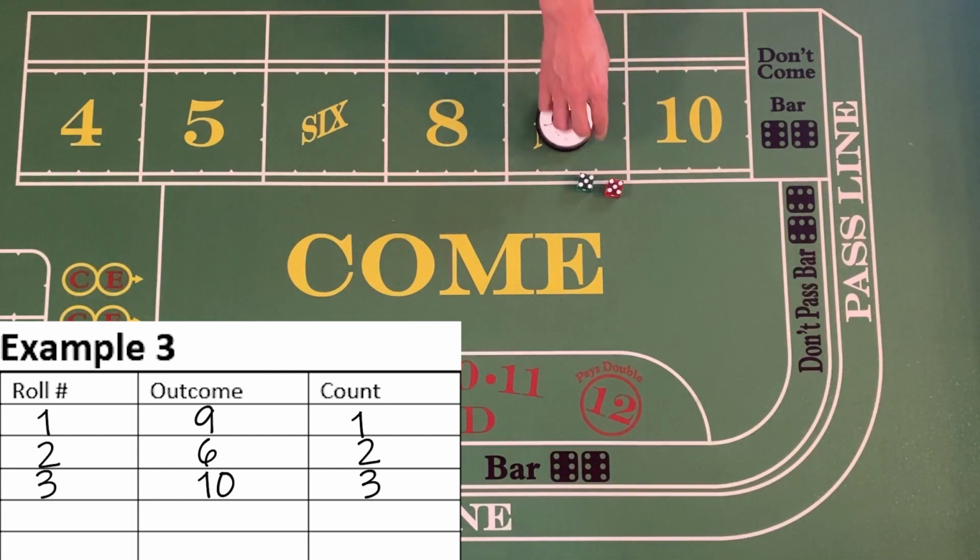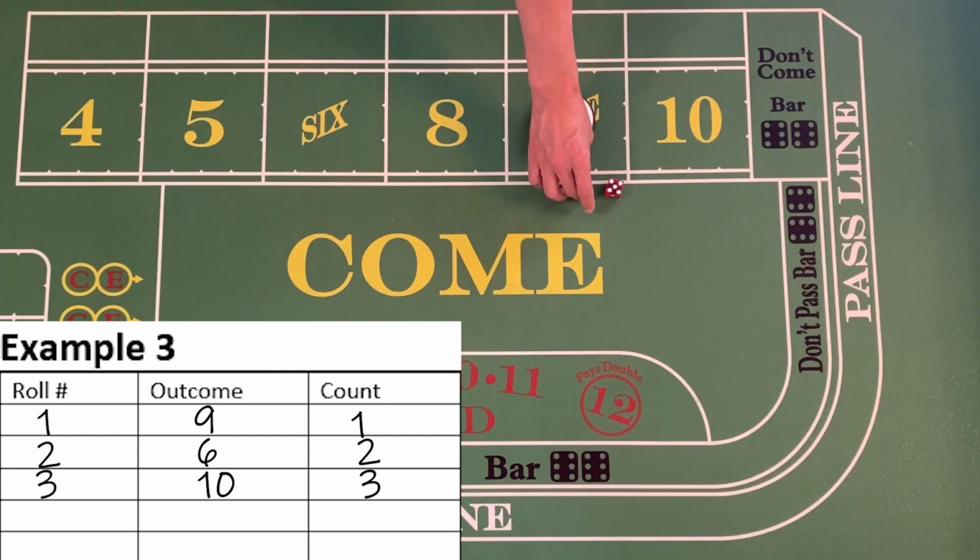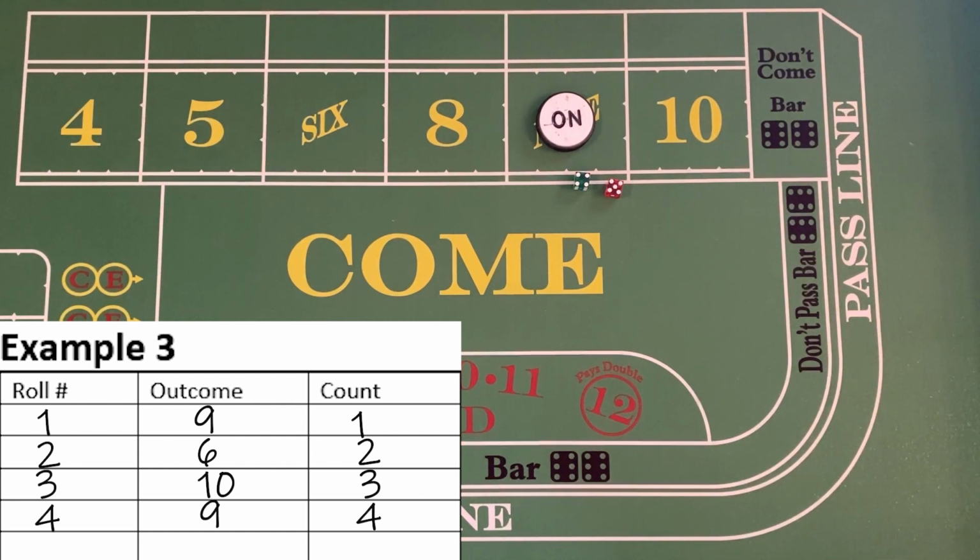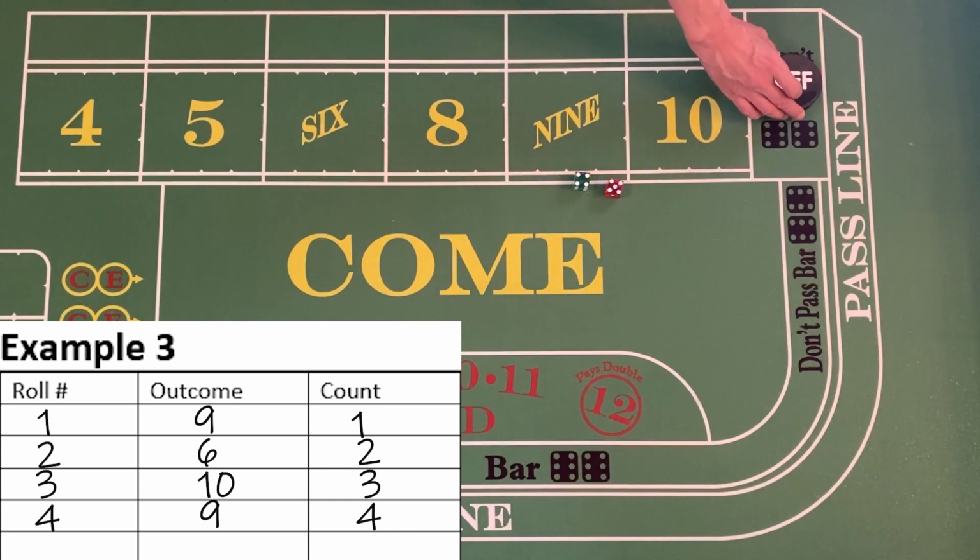Let's say the third roll is a 10, now the count is 3. Now let's say, for example, the shooter actually throws the point on the 4th roll. The count is now 4. Even though he made the point, the puck goes off. We're still counting him, so we're still at a count of 4.